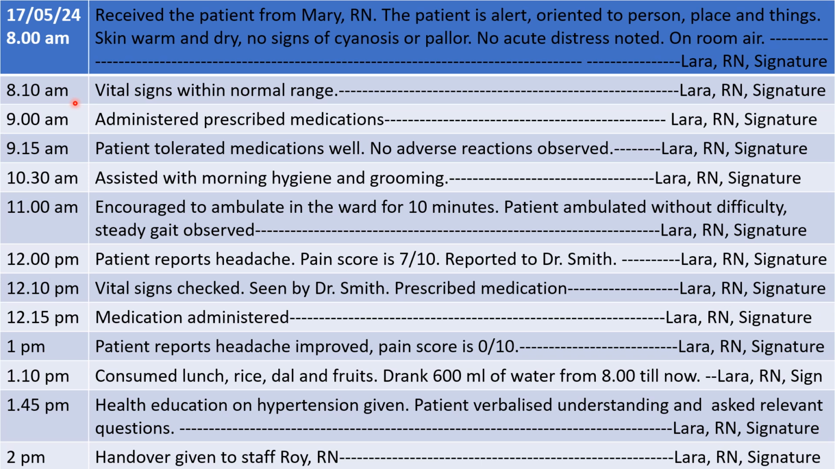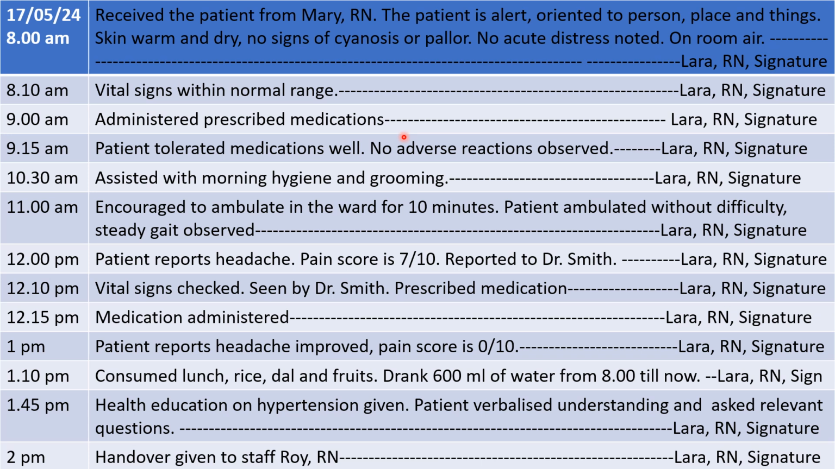Then next, the patient is met at 8:10 a.m. At that time, the action done is "vital signs checked and found within normal range." Here the vital signs are not explained in detail. Temperature, pulse, respiration, everything is not described here because there is already another chart in the patient's file which shows vital signs.